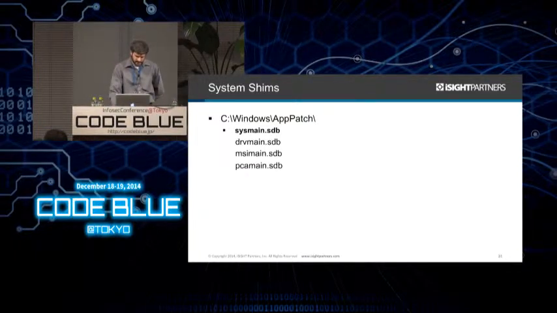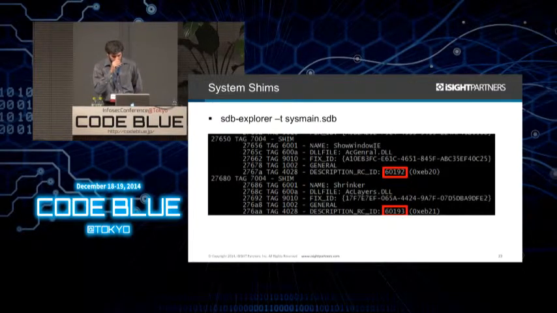I'm going to be talking about this first one. If you use SDB Explorer or if you use SDB to XML, either way you'll get the same type of output. But my particular program, I passed this -t option that basically prints a tree view of the SDB file. In this particular example, I'm showing the ShowWindow IE shim and the Shrinker shim.